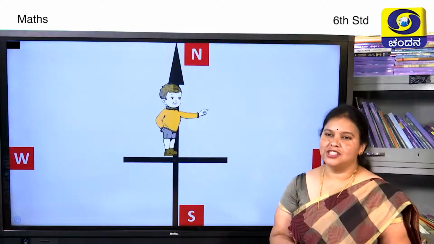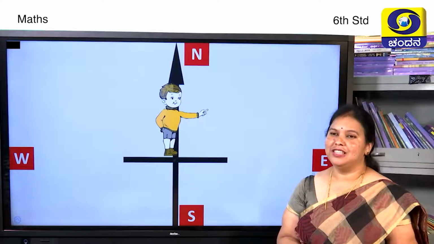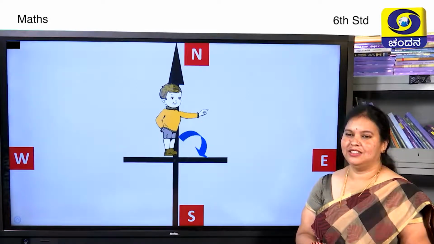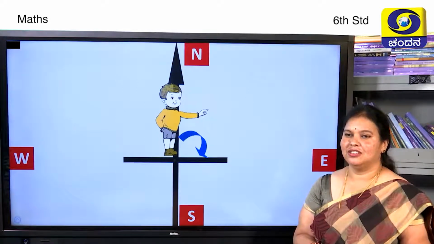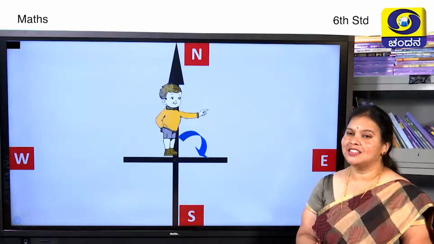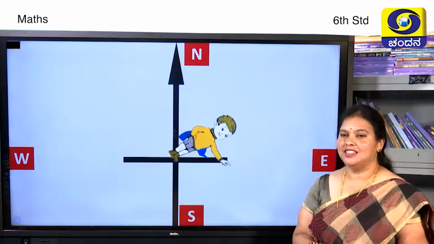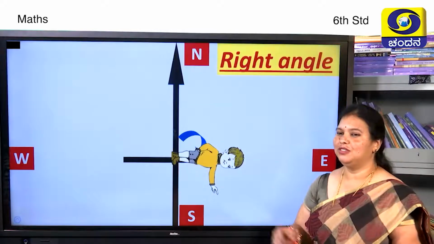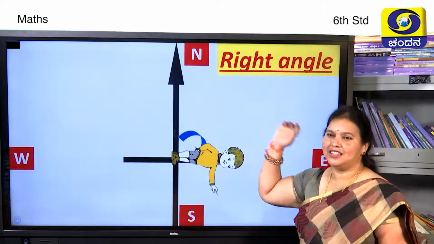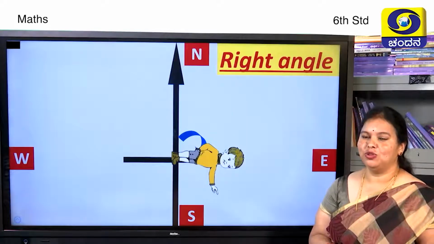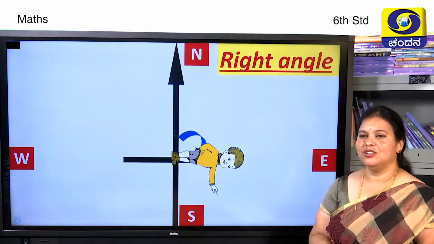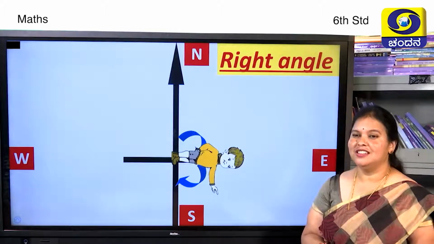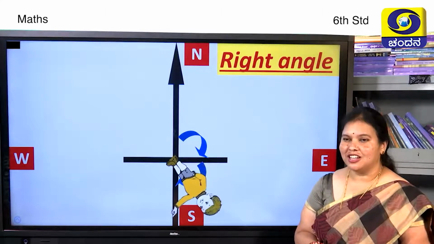Now, assume that you are standing and facing towards north direction. Now you are turning through a right angle in clockwise direction. Then which direction you will reach? Yes, you will reach east direction. So the angle formed between these two is called a right angle. If you again make a move in clockwise direction with one more right angle, then what may be the direction you reach? Yes, it must be south.